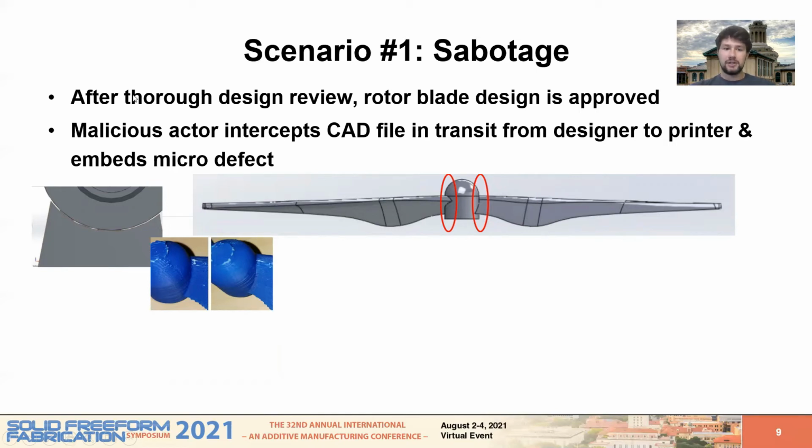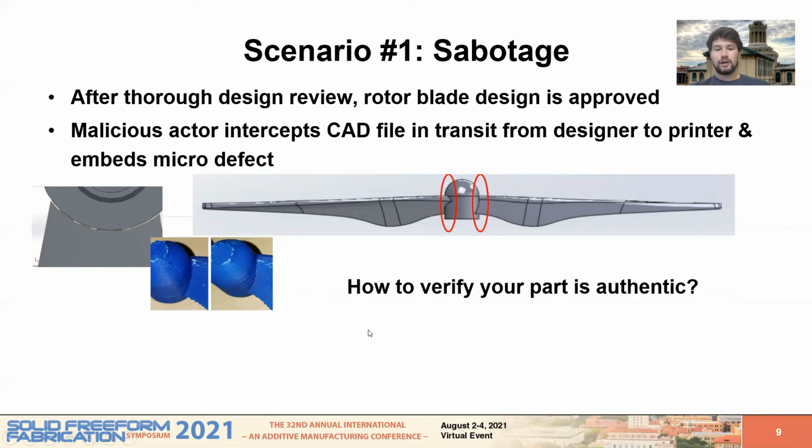And again, the concept is after this thorough design review, we finally approve this rotor blade design. But in transit between our designer and the actual fabrication step, some malicious actor embeds a tiny micro defect in our CAD file that, if printed, would lead to catastrophic failure. So the question is, as the printer, how do you verify that the part you have is authentic?